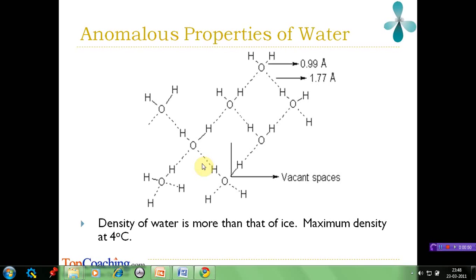As ice melts, a large number of hydrogen bonds are broken. The water molecules move into the holes or open spaces and come closer to one another than they were in the solid state.